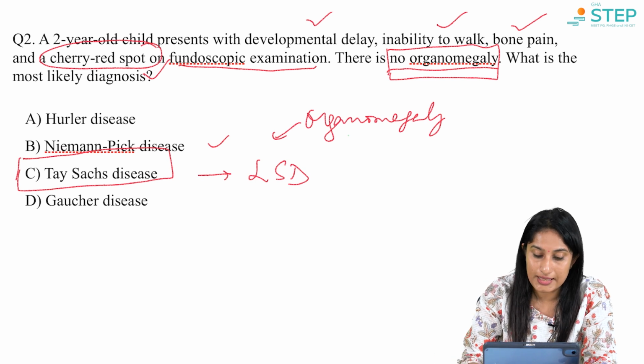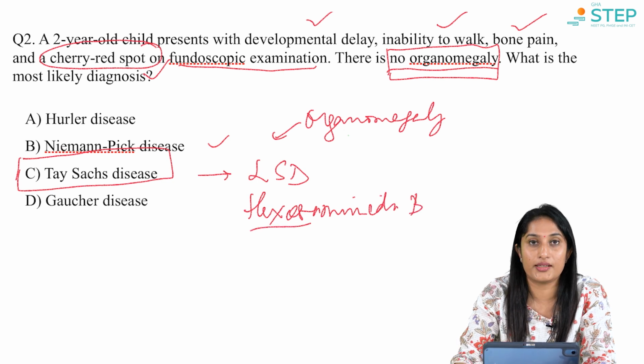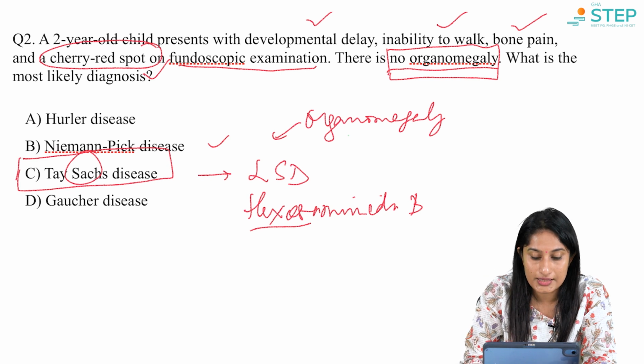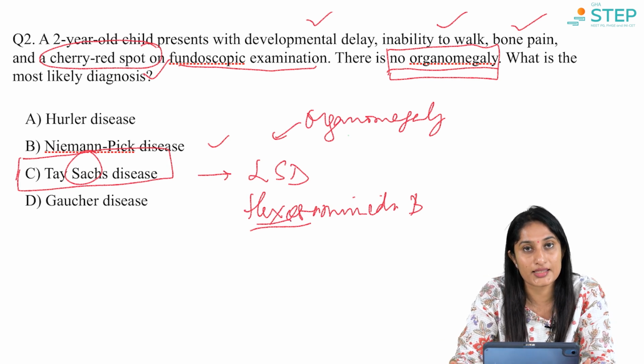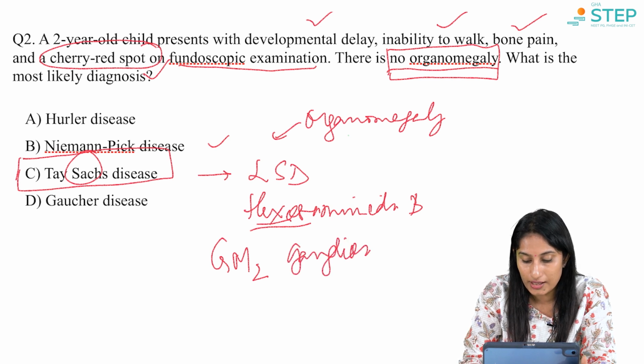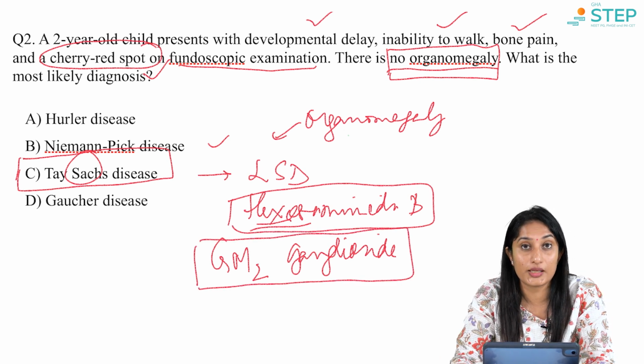What is the enzyme deficient here? It is the hexosaminidase B. Alright, the enzyme is hexosaminidase. So, you can remember this as Sachs. It sounds like 6. 6 is hexa. Alright, so Tay-Sachs disease is hexosaminidase B. What is accumulated here? It would be the GM2 ganglioside. This is the enzyme defect. This is the accumulated compound, GM2 ganglioside.